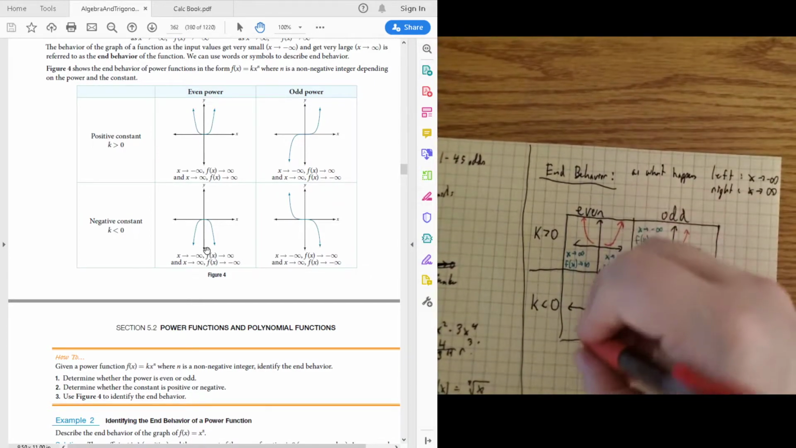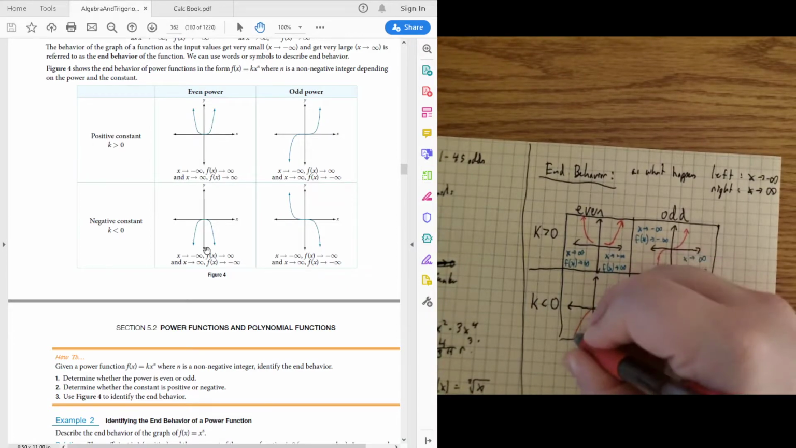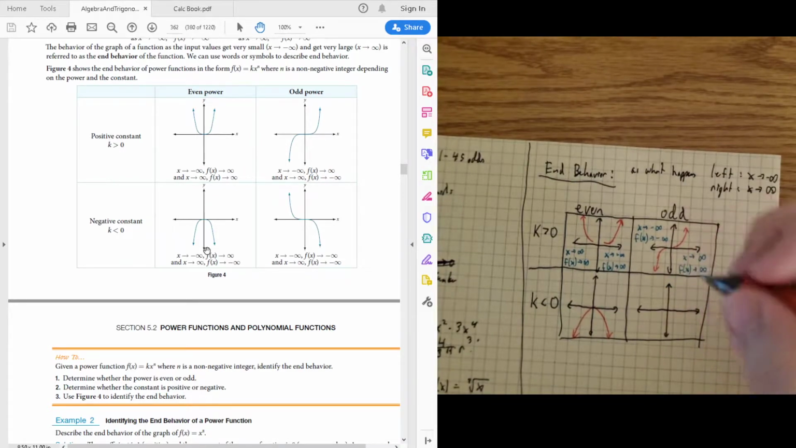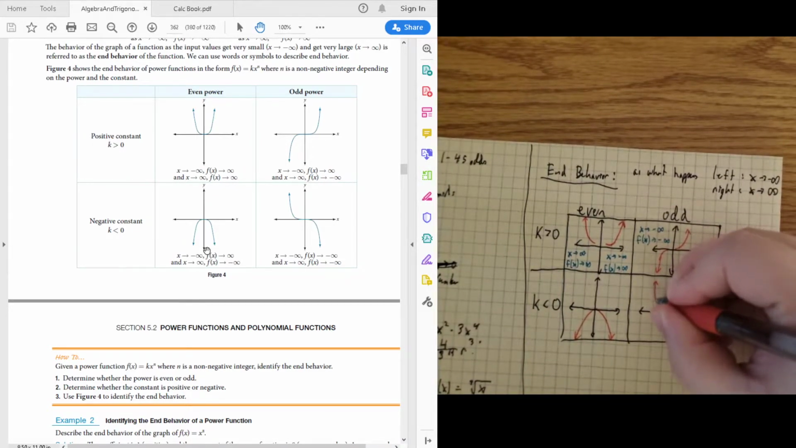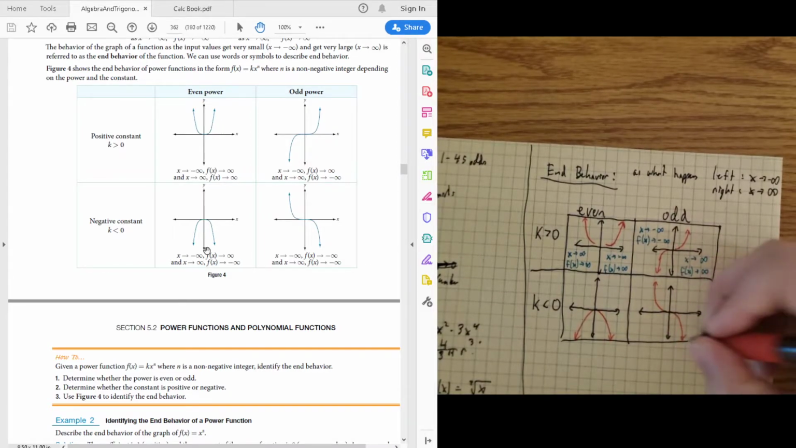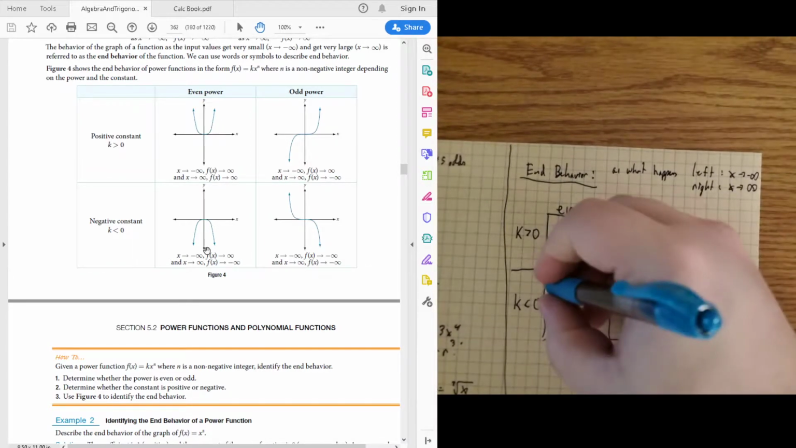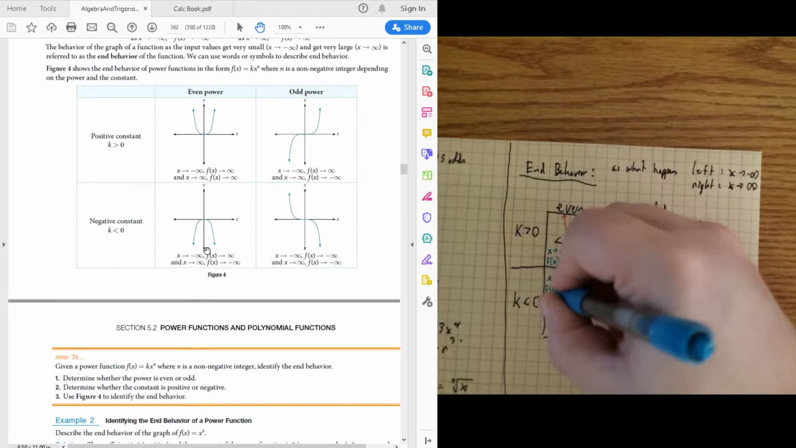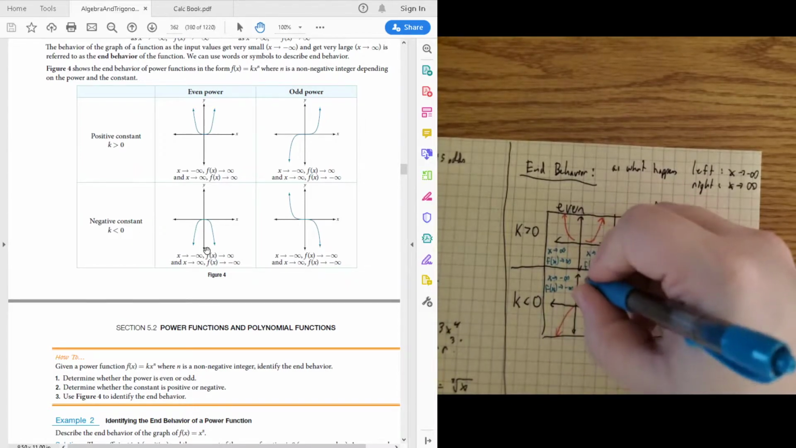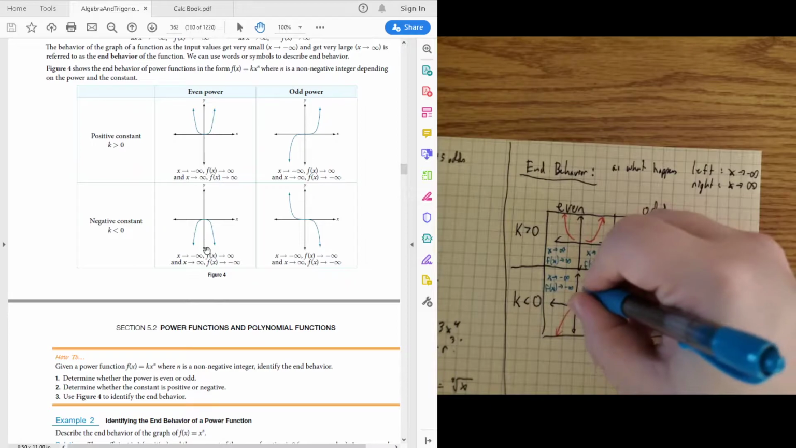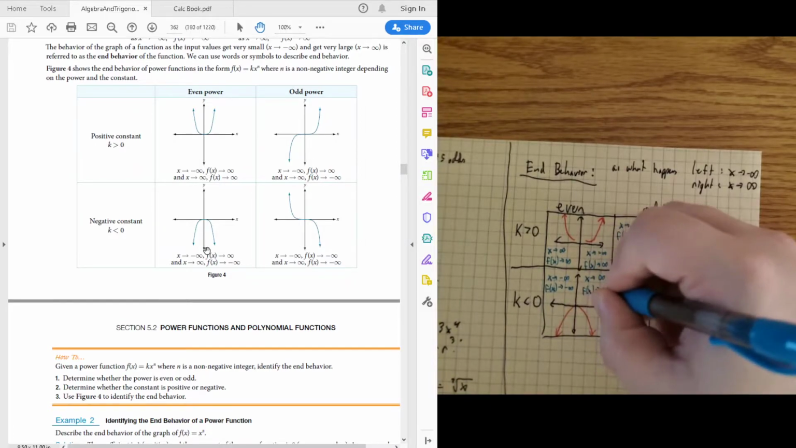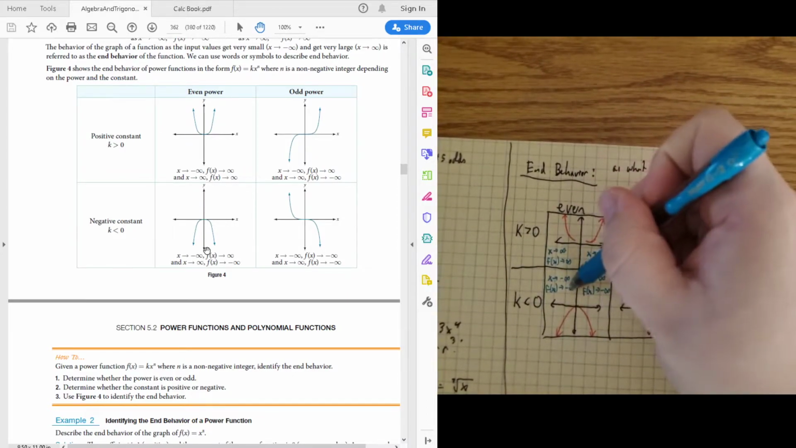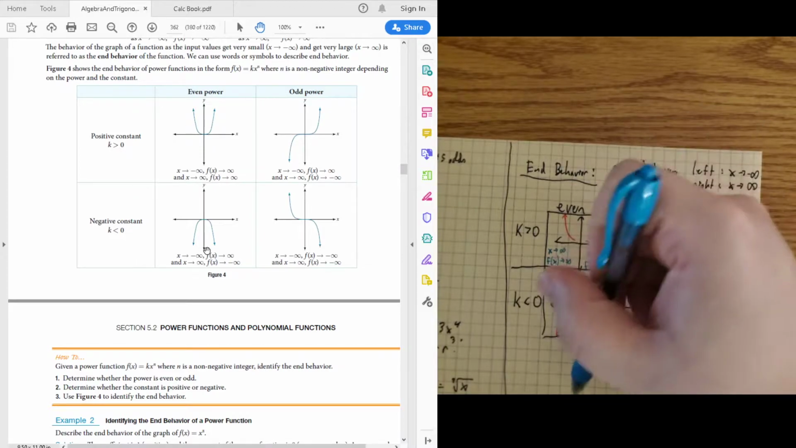Okay, if your k is negative, it's going to essentially flip this thing upside down, for both of them. So in other words, as x goes to negative infinity, f of x is going to go to negative infinity. As x goes to positive infinity, f of x is going to go to negative infinity. Notice negative infinity just means going down, and since it's f of x, that y value is negative infinity, going downwards.